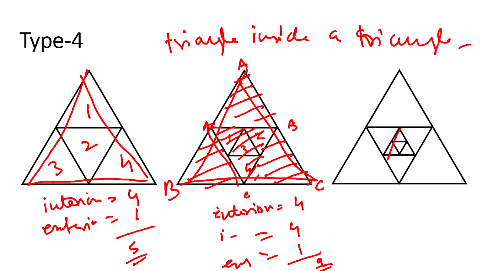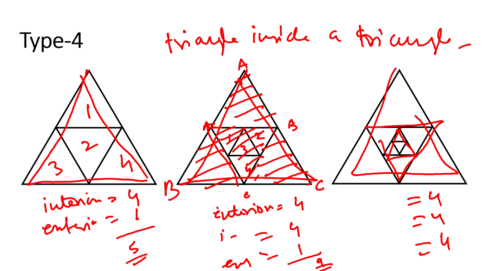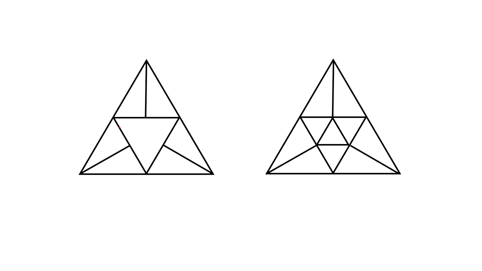Similarly over here, for this one there will be 4 inside, and for this one 4 inside, for this one 4 inside, and then the outer one. So there will be 13 triangles. Hope you got it.